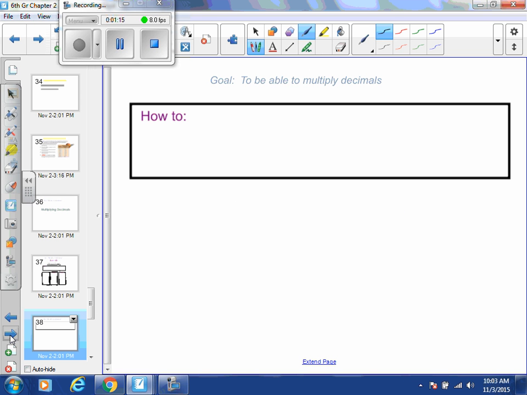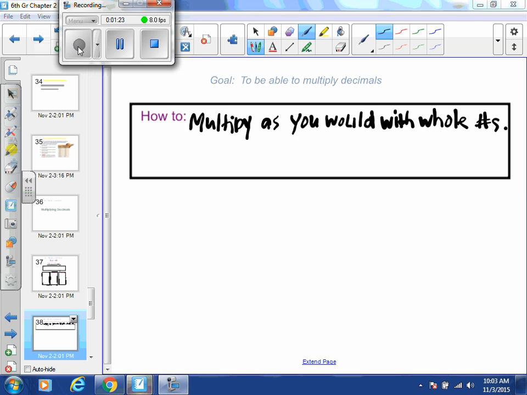Okay, so how to multiply decimals. First thing is kind of ignore the decimal and just multiply like you're multiplying whole numbers. So again, for those of you who can't read my gorgeous writing, that says multiply as you would with whole numbers. Then you are going to count the decimal places in the factors. Remember, the factors are the numbers being multiplied.